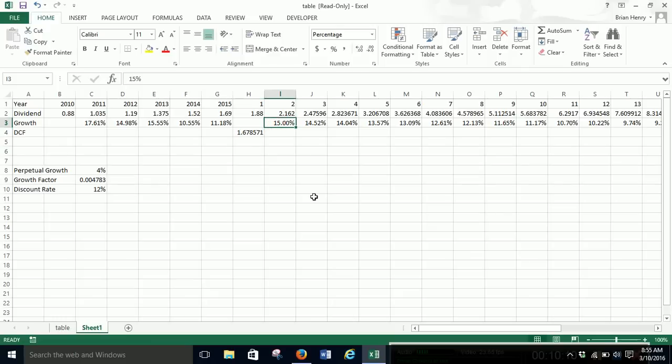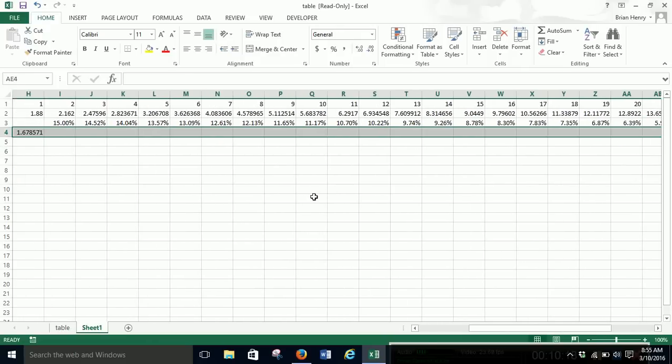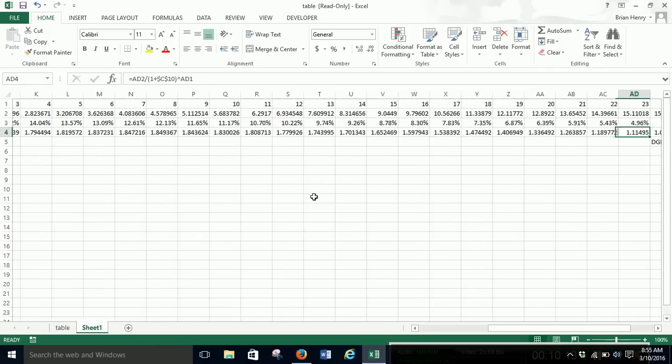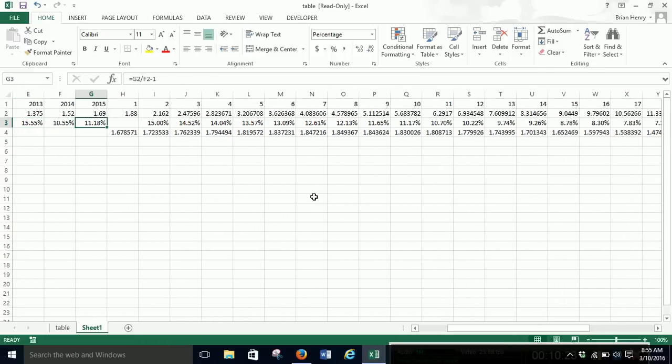And again, I can hit Control Right down. I'm actually going to back up to 24. Control Shift Left, Control R. So we're going to discount each of the dividend payments. So you see 188 turns into 167, 216 turns into 172. And as long as our growth is above our discount rate, this is going to go up. See how it keeps going up? As soon as we get below our discount rate, it's going to start going down.